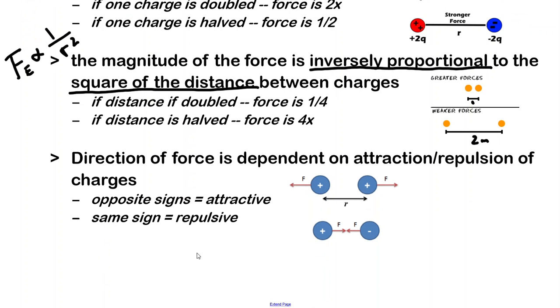Okay, and then finally the last thing we need to understand is the direction of the force is dependent on whether it is attractive or repulsive. So opposite signs are attractive and the same sign is repulsive. And we kind of covered that on the previous slide, so just make sure you are aware. Opposite signs attract, same signs repel.